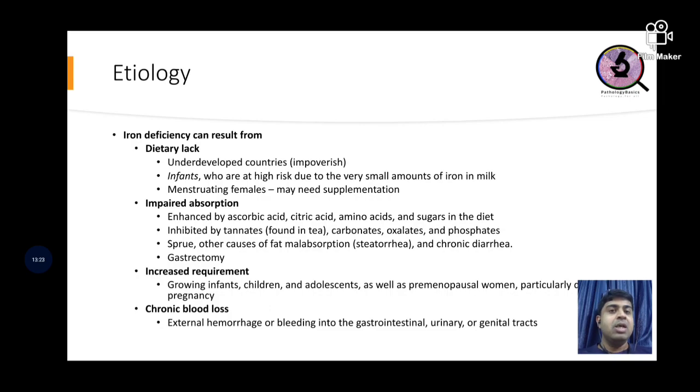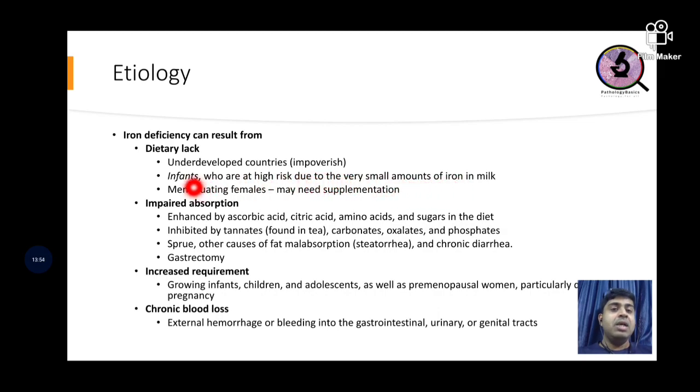Dietary lack is seen in developing and underdeveloped countries, in infants, because the milk contains very less amount of iron. So if you don't supplement, sometimes they have high risk of iron deficiency. Menstruating females, they also need supplementation. Impaired absorption, as we saw that iron absorption is enhanced by ascorbic and citric acids, amino acids and sugars. It is inhibited by tannates, carbonates, oxalates and phosphates.